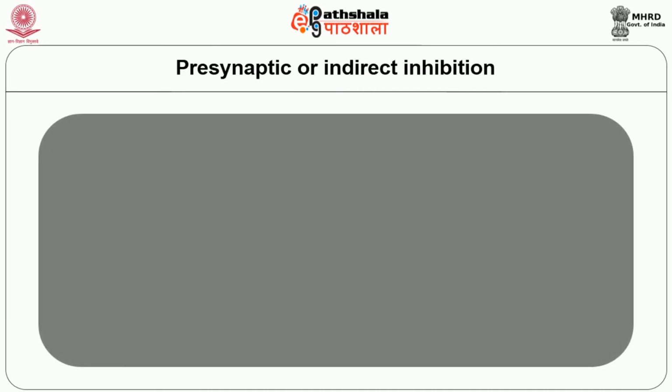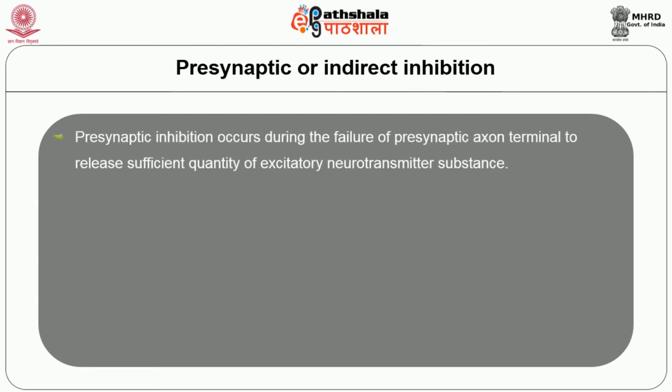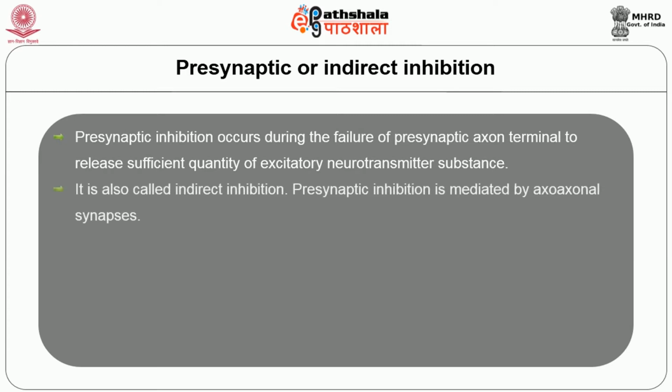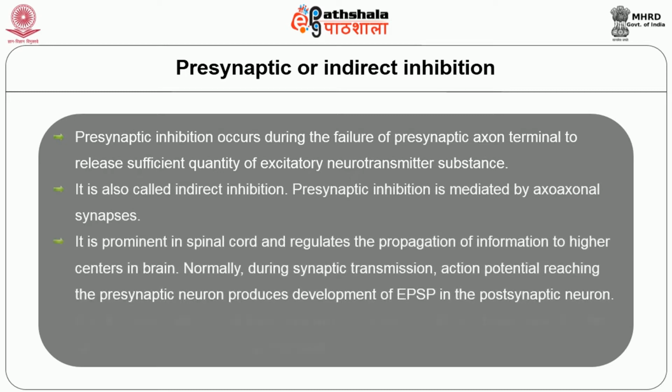So, we are going to see about presynaptic or indirect inhibition. It occurs during the failure of the presynaptic axon terminal to release a sufficient quantity of excitatory neurotransmitter substance. It is also called indirect inhibition. The presynaptic inhibition is mediated by axo-axonal synapse, prominent in the spinal cord, and regulates the propagation of information to higher centers in the brain. Normally, during synaptic transmission, an action potential reaching the presynaptic neuron produces the development of EPSP in the postsynaptic neuron.